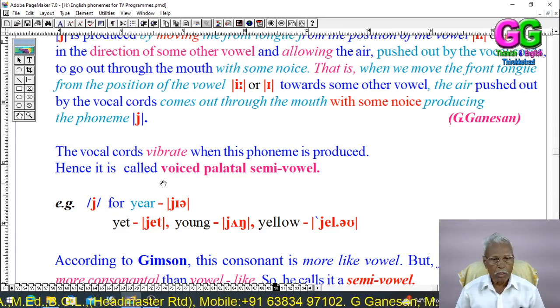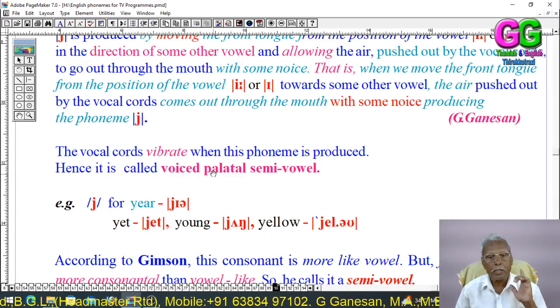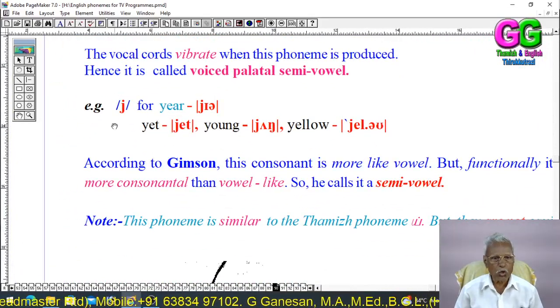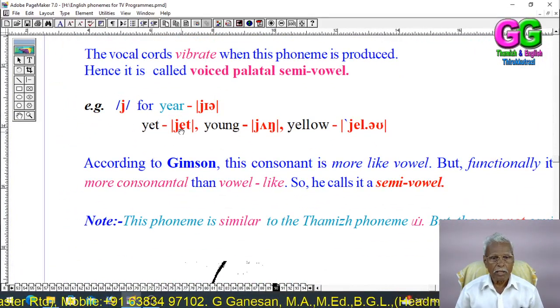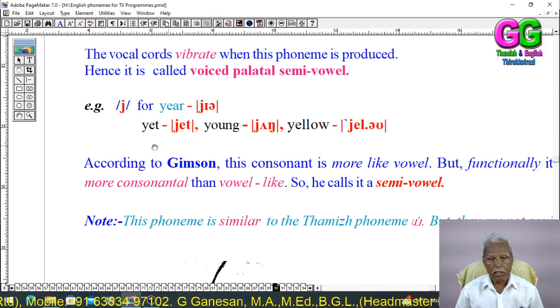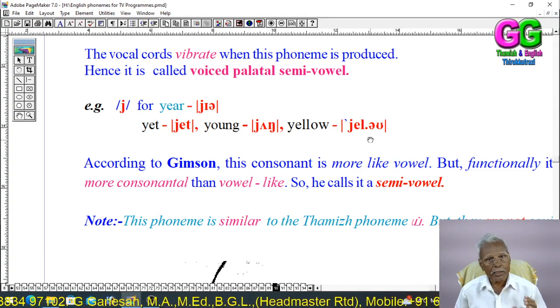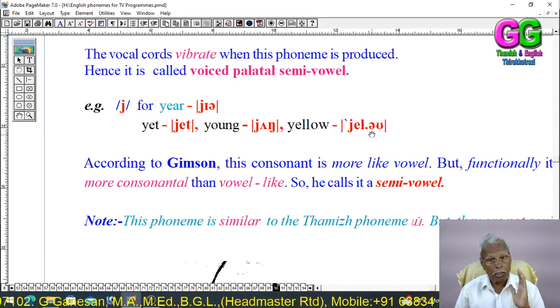Hence, it is called voiced palatal semivowel. Example: A for air, age, young. Young, yellow, not yellow. Yellow.